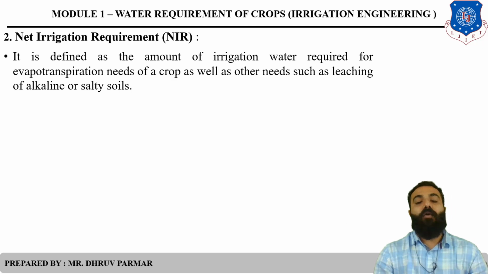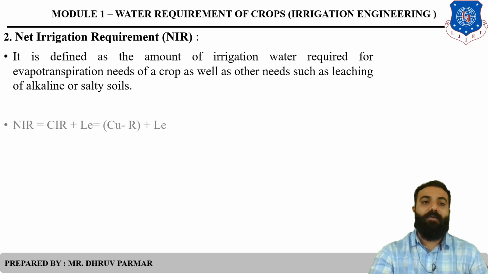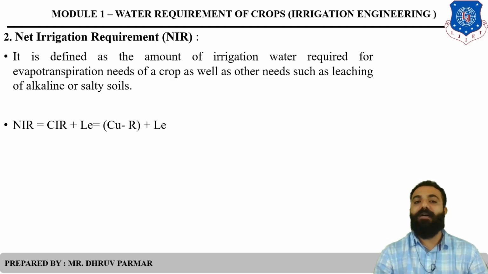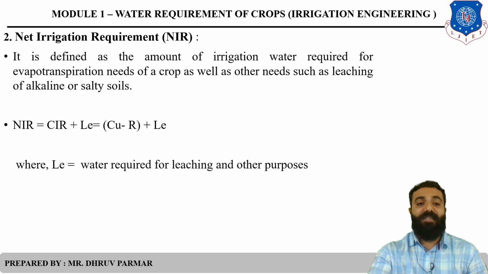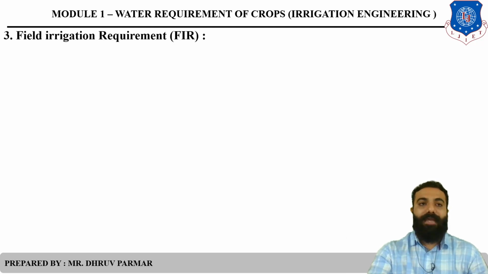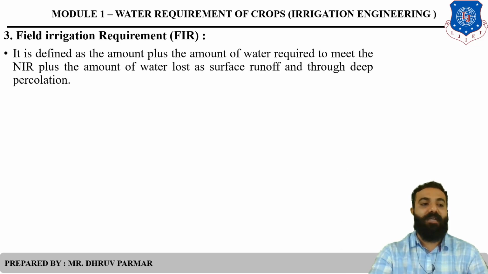So the amount of water equals the evapotranspiration rate plus leaching. NIR equals the evapotranspiration rate, which is CIR, plus leaching, called LE. So the formula is CIR plus LE, otherwise Cu minus R plus LE. Next, we consider application losses in the field irrigation requirement.